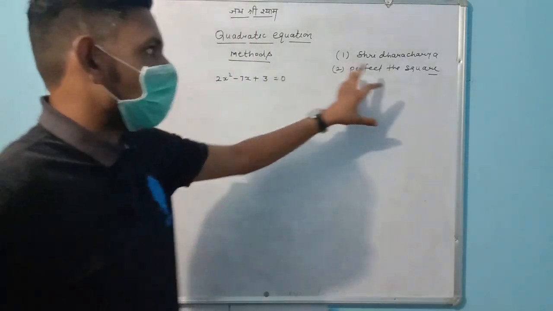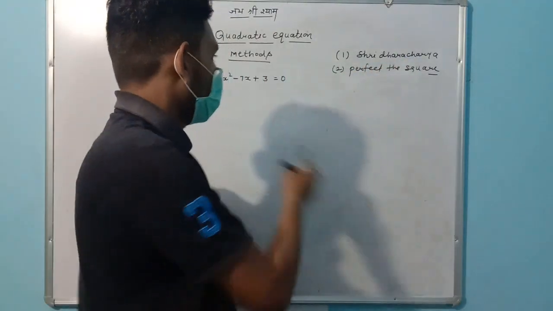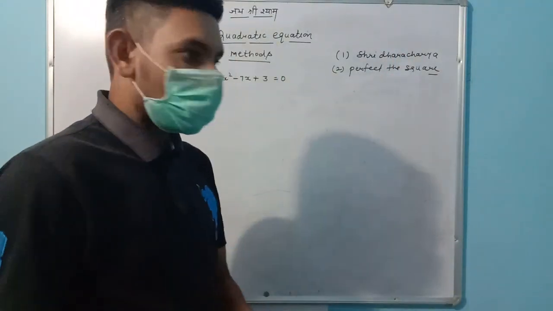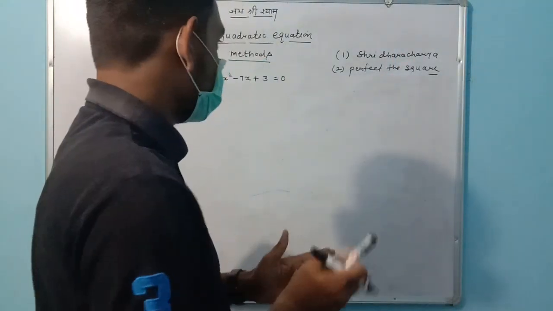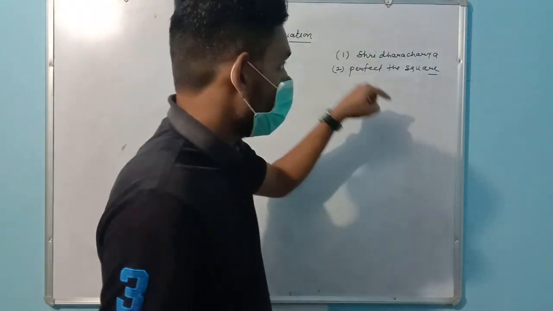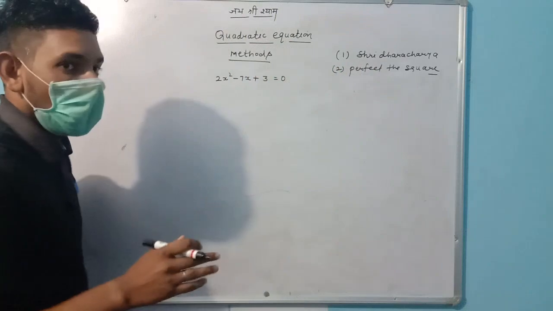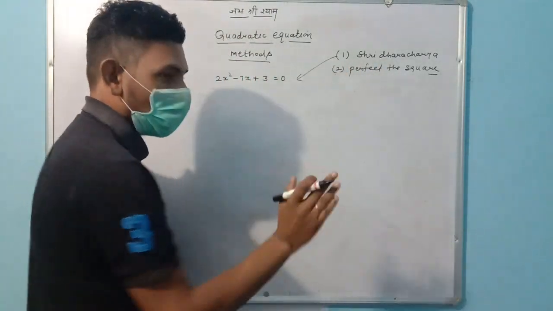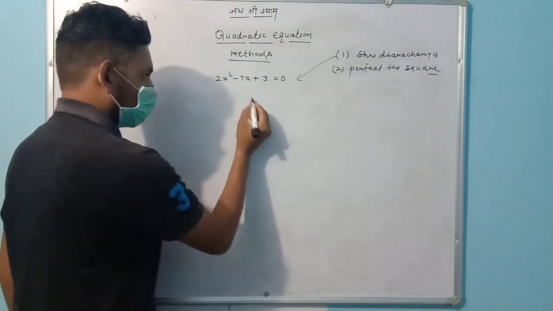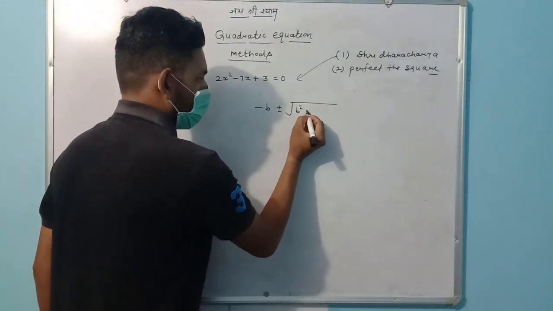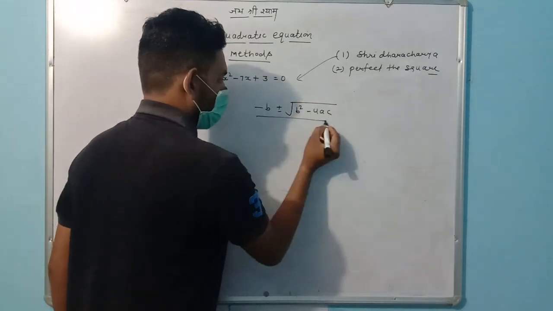Then students, what is the Sridharacharya method? How to solve this equation by the Sridharacharya method? इस इक्वेशन को Sridharacharya method से कैसे solve करेंगे स्टूडेंट्स? सबसे पहले आपको फॉर्मूला लगाना चाहिए. First, it is compulsory that you write the formula of the Sridharacharya method. Okay? What is the formula, students? Minus b plus minus root b square minus 4ac upon 2a.